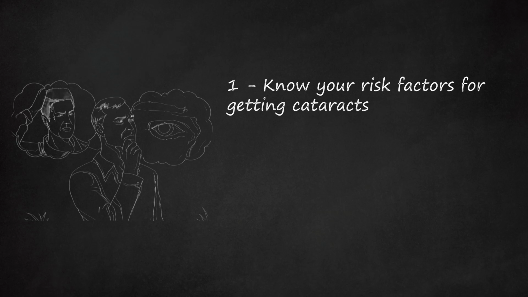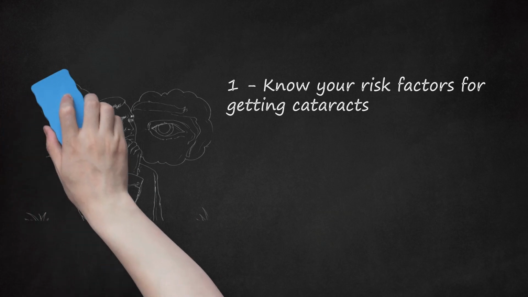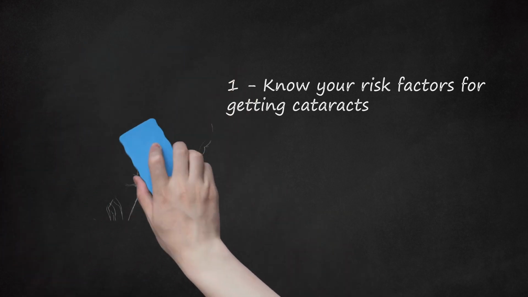If you're at an advanced age, you'll want to get checked for cataracts on a regular basis. Some risk factors for cataracts can be prevented. A change in diet, management of diabetes or blood pressure, or ceasing drinking or smoking can minimize your risks.